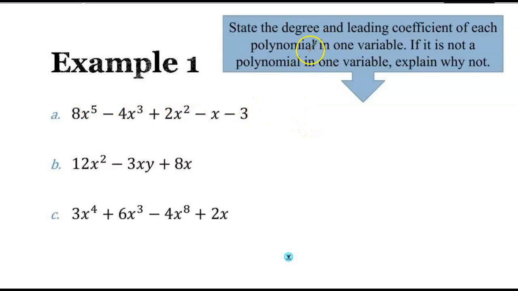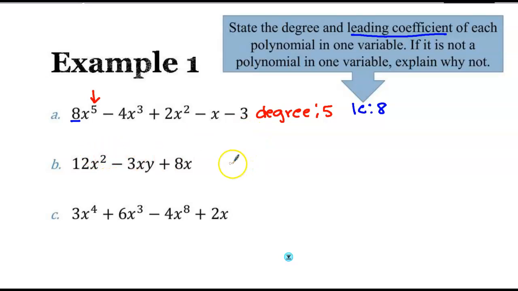All right, this first expression is in standard form with the highest power coming first. So I would say that the degree is this highest exponent here, which is 5. And the leading coefficient, I'm just going to put LC for short, would be 8.